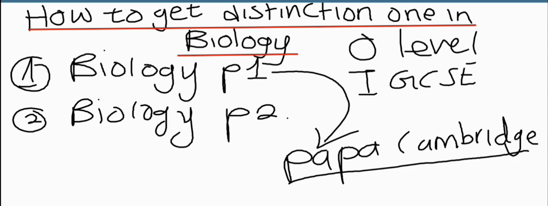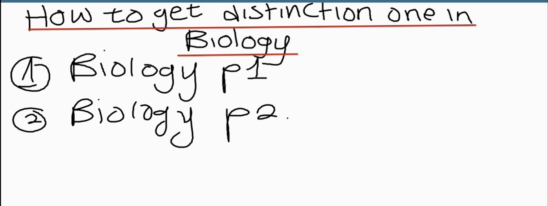Okay, now let's come to biology paper 2. How can you manage biology paper 2 so that you get distinction 1? Because for you to get distinction 1, you need to perform well in biology paper 1 and also in biology paper 2. Like I said earlier, biology paper 2 consists of 2 sections, section A and section B. Under section A, you are required to write short answers.